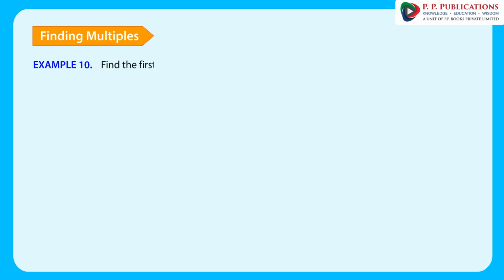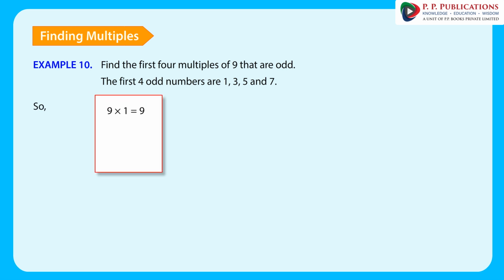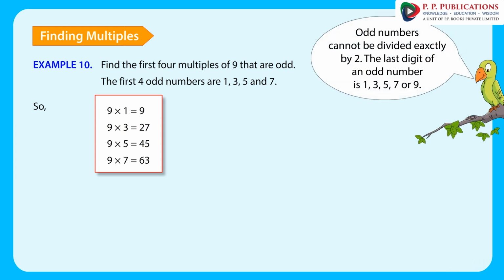Example 10. Find the first 4 multiples of 9 that are odd. The first 4 odd numbers are 1, 3, 5 and 7. So, 9 multiplied by 1 equals 9, 9 multiplied by 3 equals 27, 9 multiplied by 5 equals 45, 9 multiplied by 7 equals 63. Odd numbers cannot be divided exactly by 2. The last digit of an odd number is 1, 3, 5, 7 or 9. Answer: the first 4 multiples of 9 that are odd are 9, 27, 45 and 63.